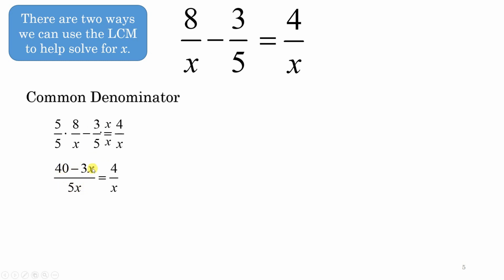Now, it would be really nice if these x's would reduce, but they don't. The reason they don't is that this entire expression has two terms in the top and one term in the denominator. They don't all share a common factor. Sure, 5 and 40 share a factor of 5, and 3x and 5x share a factor of x, but not all three have a common factor, so we can't reduce it.